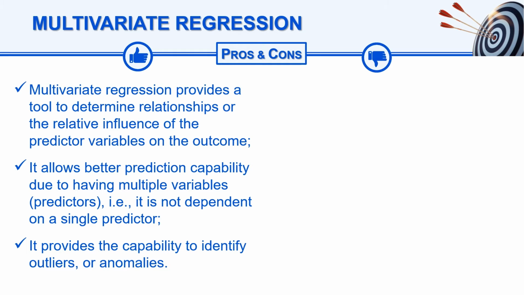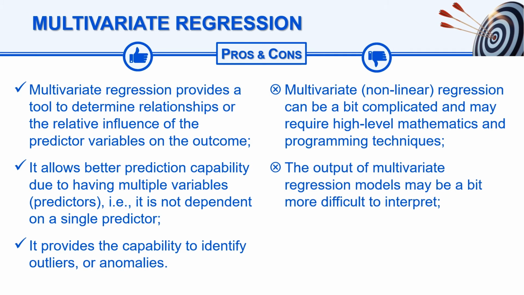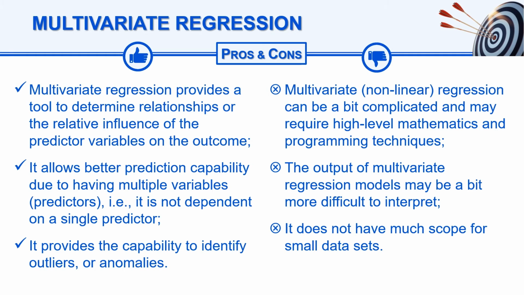The disadvantages are: Multivariate nonlinear regression can be a bit complicated and may require high-level mathematics and programming techniques. The output of multivariate regression models may be a bit more difficult to interpret. It does not have much scope for small data sets.